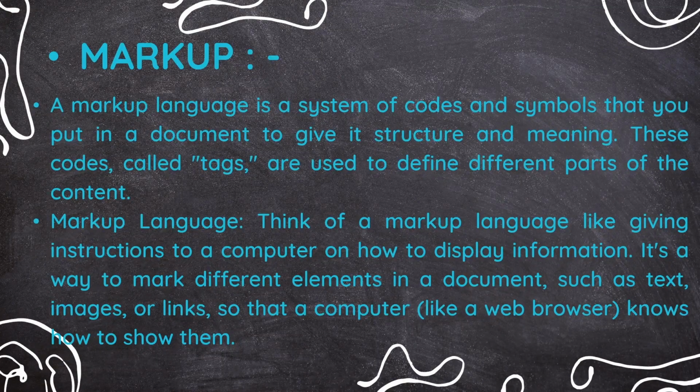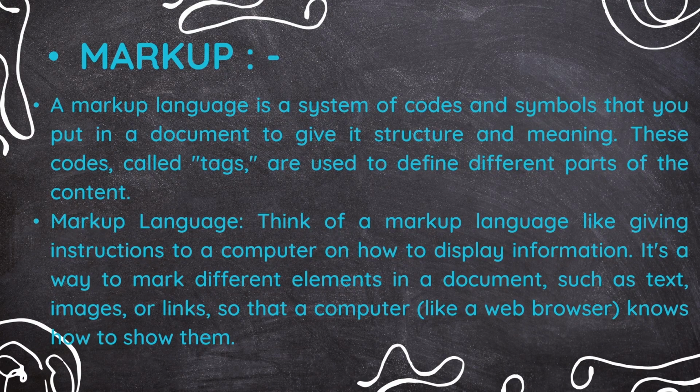Let's break down the key points. Definition of markup language: a markup language is described as a system of codes and symbols that are inserted into a document. The purpose of these codes and symbols is to provide structure and meaning to the document. Tags in markup language: the codes used in a markup language are referred to as tags. Tags are employed to define different parts of the content within the document.